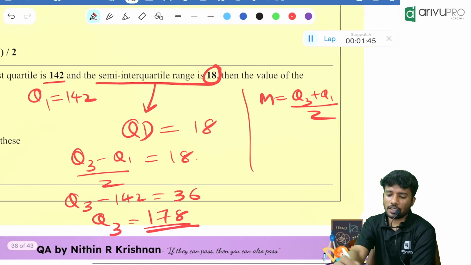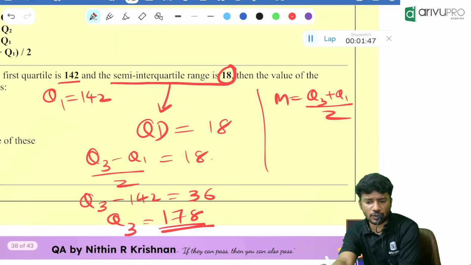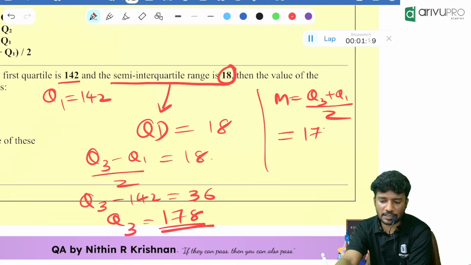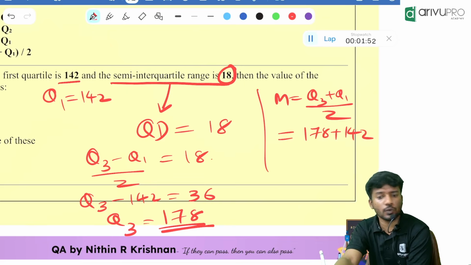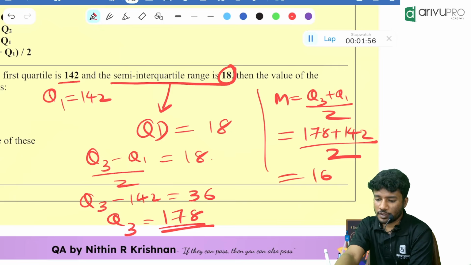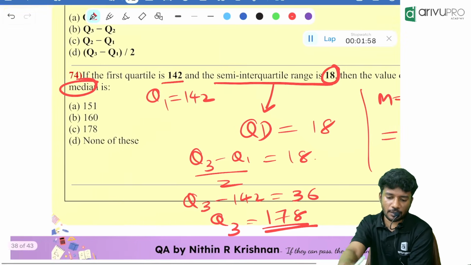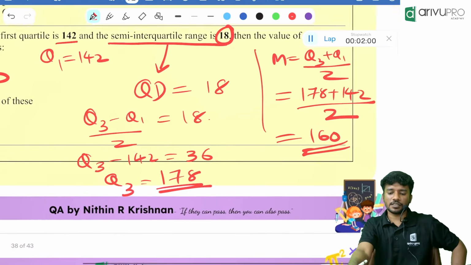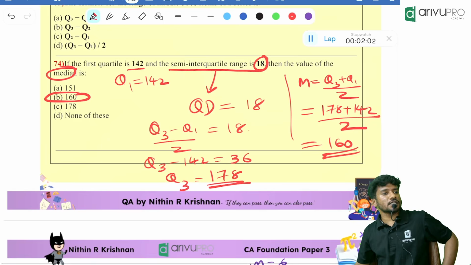178 is Q3. Once you got Q1 and Q3, how to find the median? 178 plus 142 divided by 2. How much is the answer? Everyone got 160. Which option? Option B is the answer. I hope you understood this.